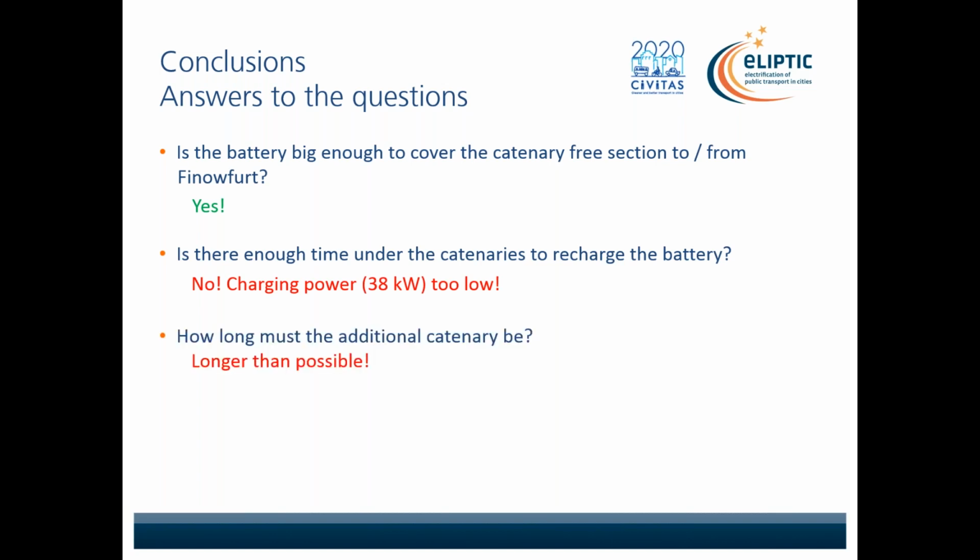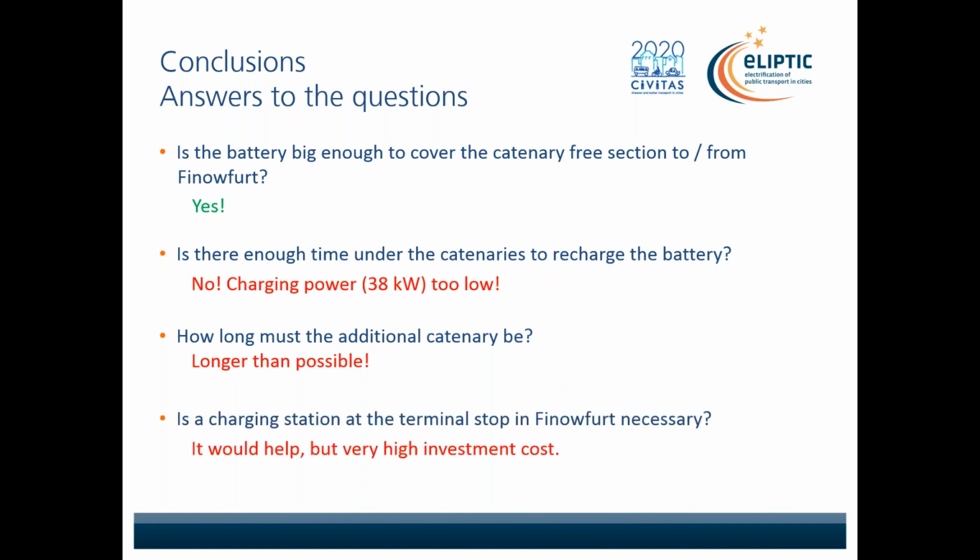And how long must the additional catenary be? The answer is pretty simple. It must be longer than possible, and therefore with this vehicle configuration it is not possible to operate the buses.